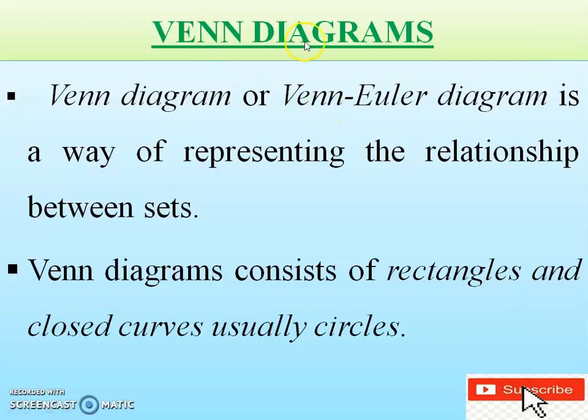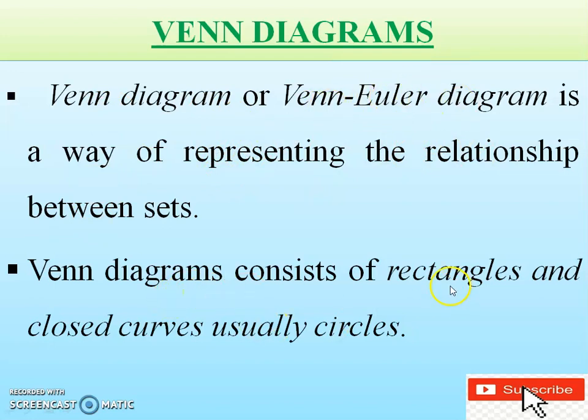So basically, what are Venn diagrams? A Venn diagram is also called a Venn-Euler diagram, and it is a way of representing the relationship between sets. If we want to say what is the relationship between 2 or 3 sets, we can represent that with the help of a Venn diagram or Venn-Euler diagram. For example, a bar graph is used to represent some data. Similarly, in order to represent the relationship between sets, we use a Venn diagram or Venn-Euler diagram.